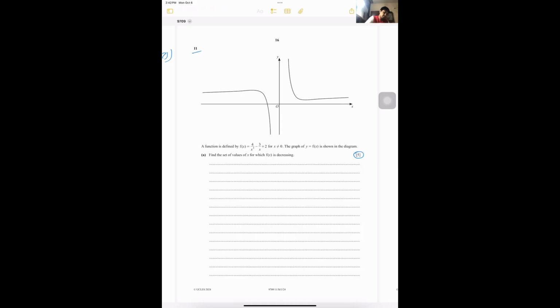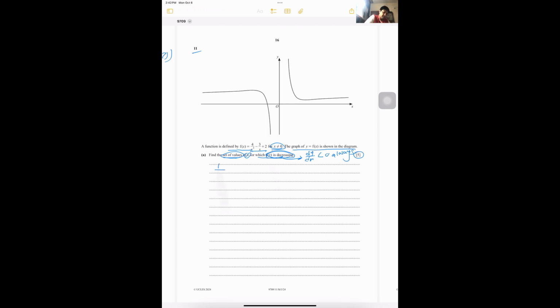Question 11. A function is defined by f(x) equal to this for x not equal to 0. The graph of y equal to f(x) is shown in the diagram. Find the set of values of x for which f(x) is decreasing. So this means dy by dx is less than 0 always, right? For decreasing, that is the condition.